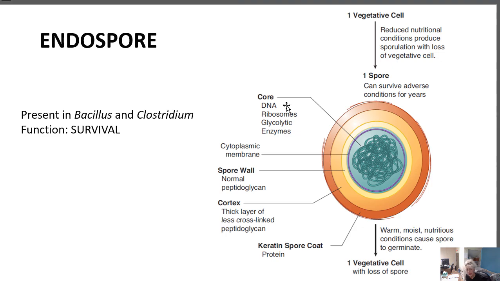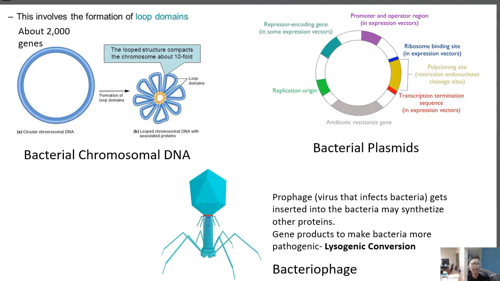The core is formed by DNA, ribosomes, and glycolytic enzymes. We have a cytoplasmic membrane. We have a spore wall, which is peptidoglycan. We have a cortex, which is a thick layer of less cross-linked peptidoglycan. We have a keratin spore coat. So warm, moist, nutritious conditions can cause the spore to germinate, and we'll get an active spore.